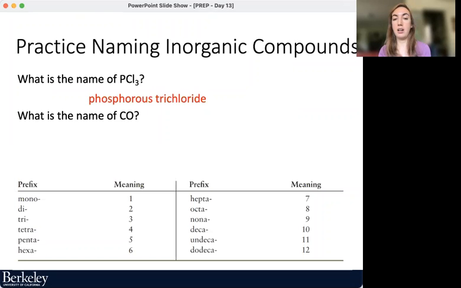And then CO is carbon monoxide. So there's one carbon and one oxygen. So CO2 would be carbon dioxide.